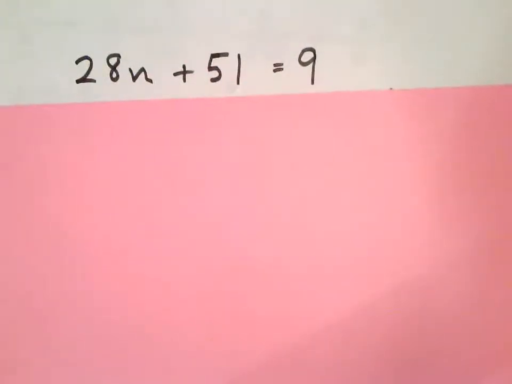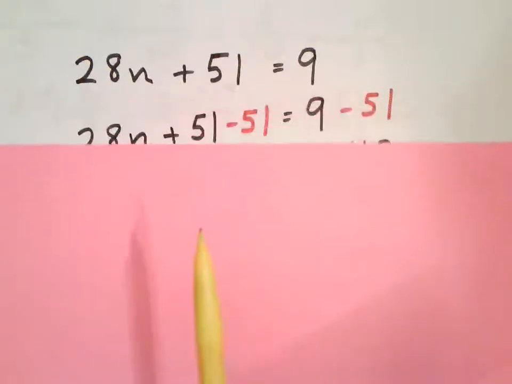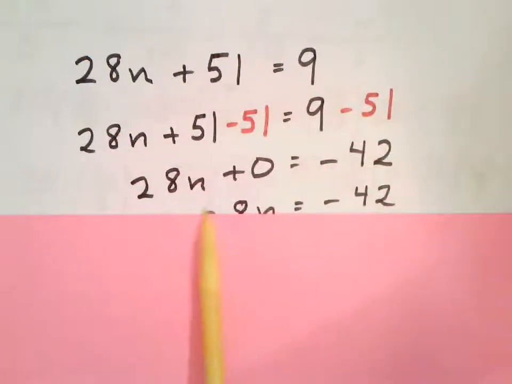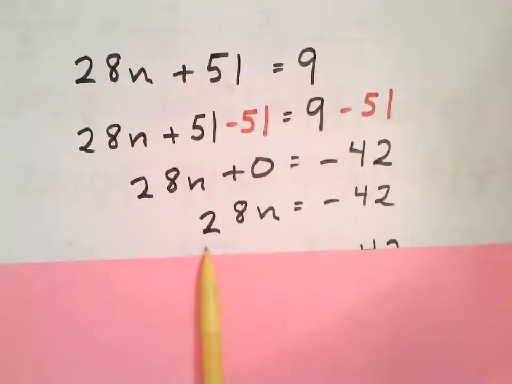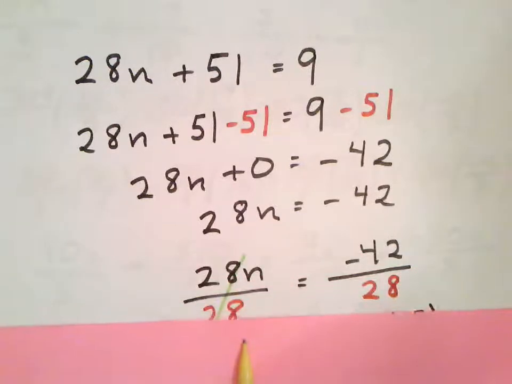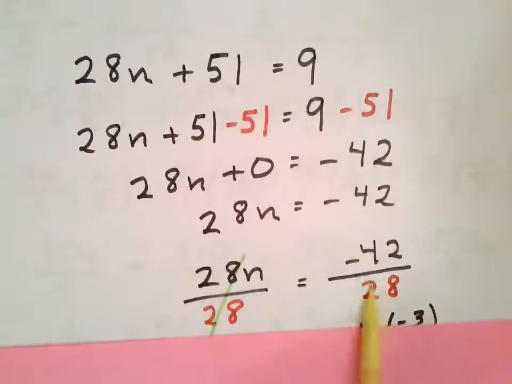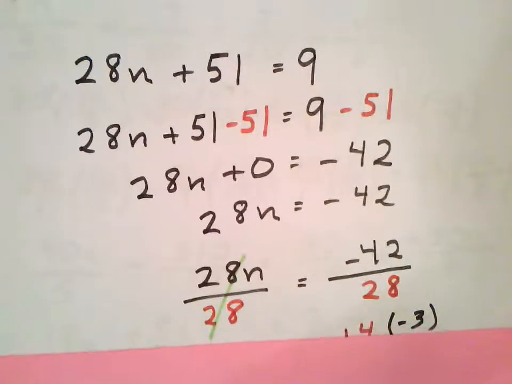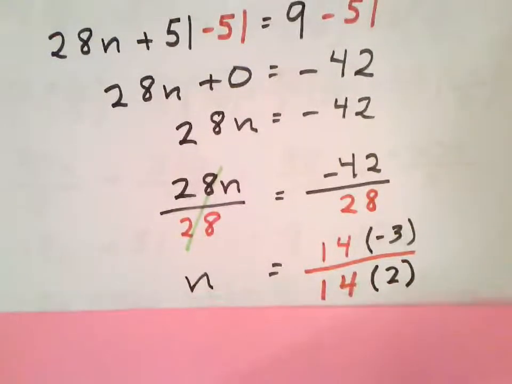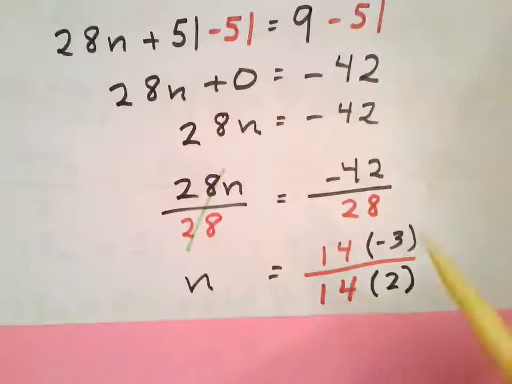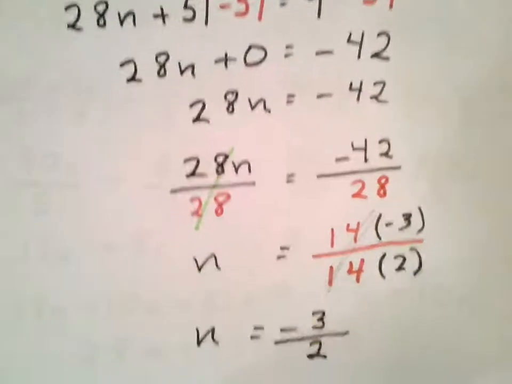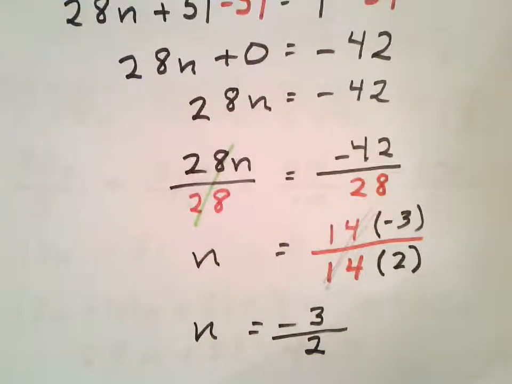Then I'm going to subtract 51 from each side. Then I'm going to get 28n plus 0 equals a negative 42. And then I'm going to divide each side by 28. And I'm going to reduce this, you see, the negative 42 over 28. 14 times the negative 3 is a negative 42. 14 times 2 is 28. So you see 28 is going to 28 once. It's 1n. The 14's cancel out. So we're left with n equals negative 3 over 2.